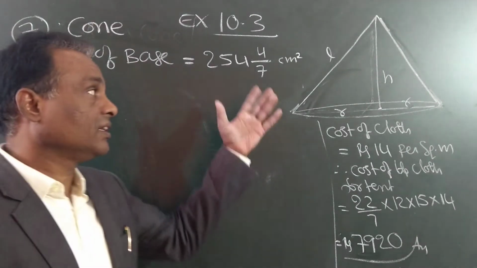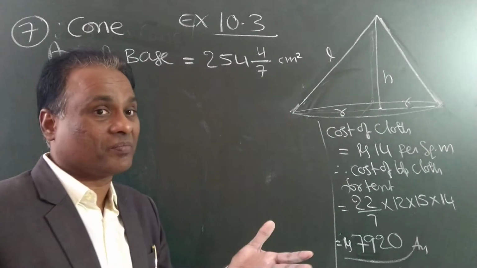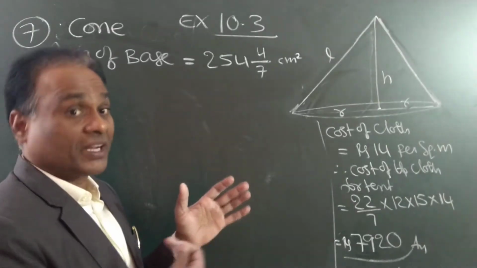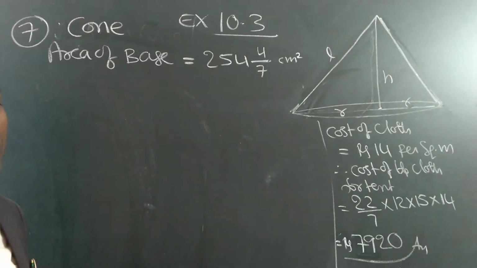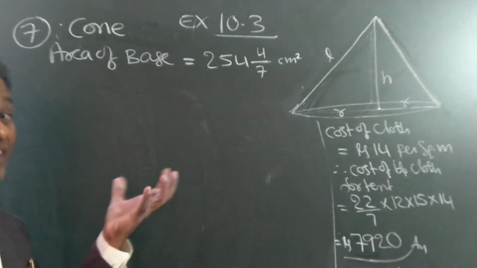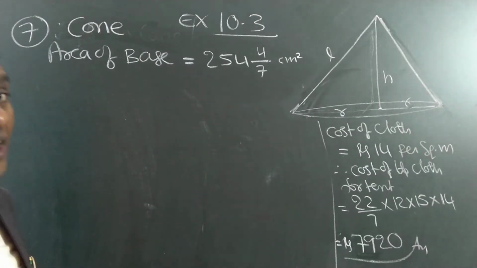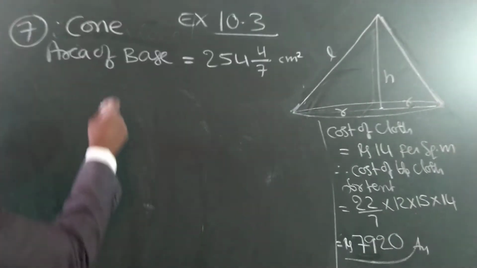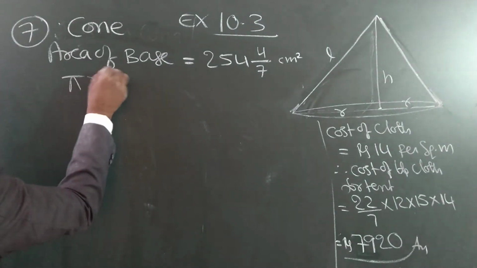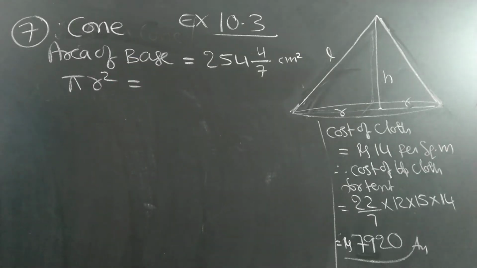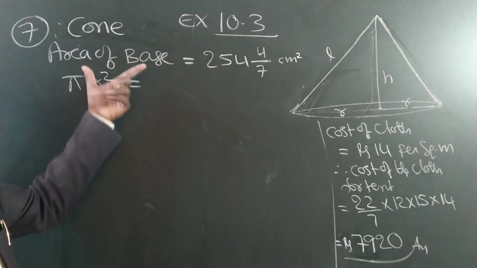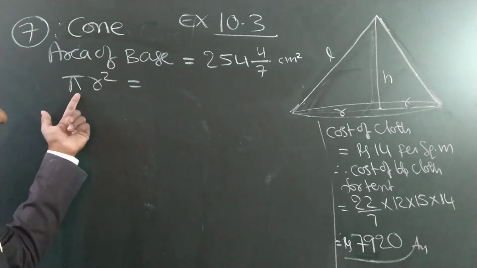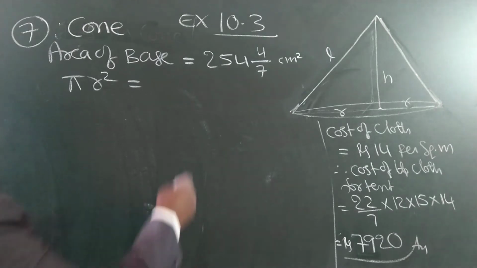For the cone, base is a circle shape. For any cone, base will be a circle shape. That I already explained when I introduced the cone. The base of the cone is a circle, that statement also we have written. So area of base means the base is in the shape of a circle. So area of circle formula pi r square. This is not related to the cone. Base is a circle. Area of base means area of circle. Area of circle formula pi r square.